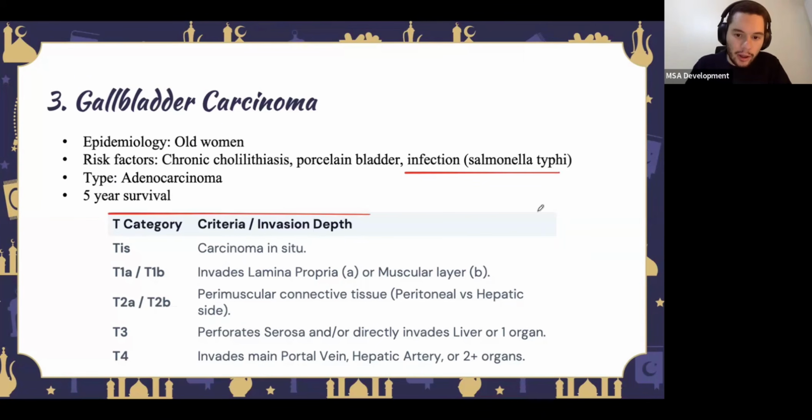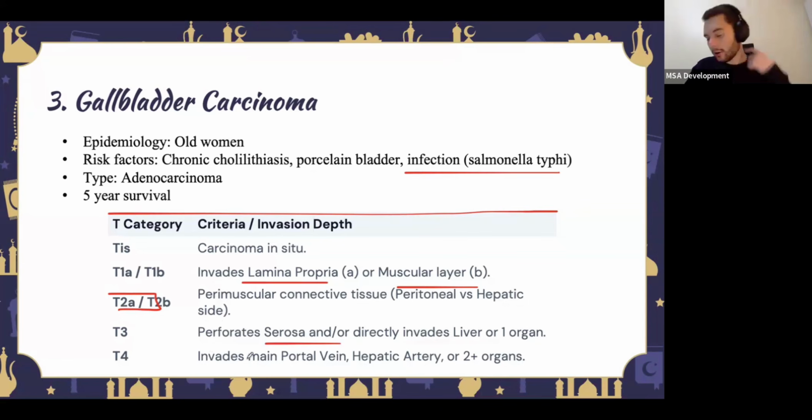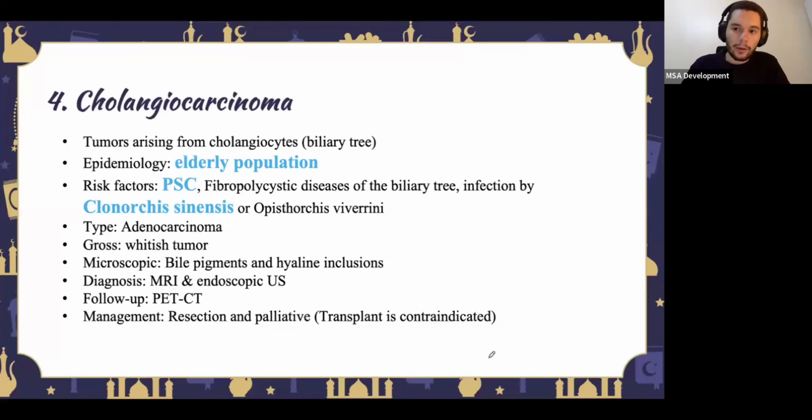Over here, I've attached the T staging. To keep it simple, T1 is usually within the mucosa still, so within the lamina propria muscular layer. Then when it invades the underlying connective tissue and the submucosa, that's T2. When it reaches the serosa, that's T3, and when it starts invading the other surrounding organs or the blood vessels, that's T4. Okay? Now, you have finally cholangiocarcinoma.